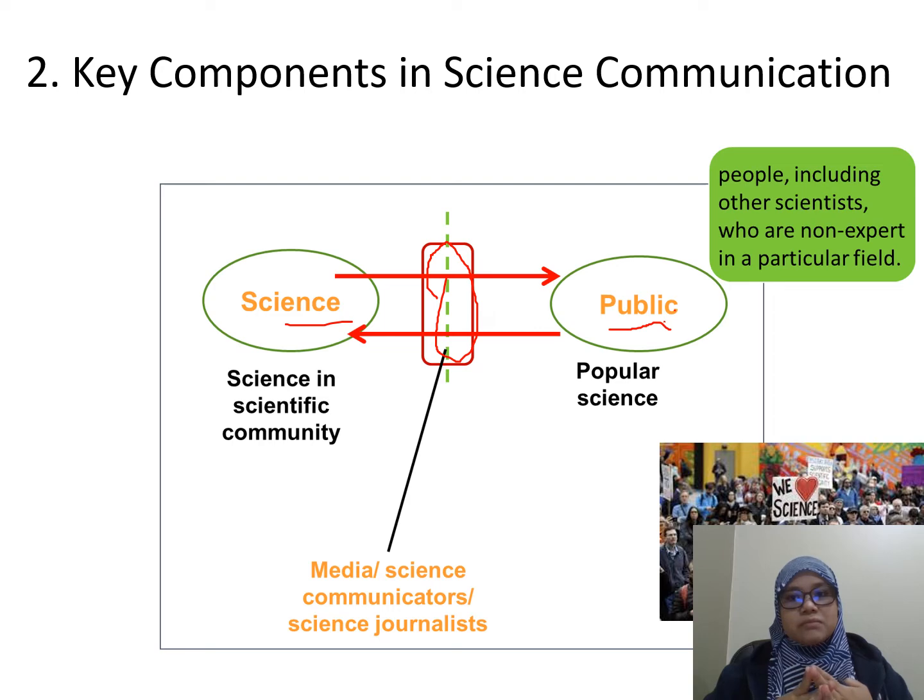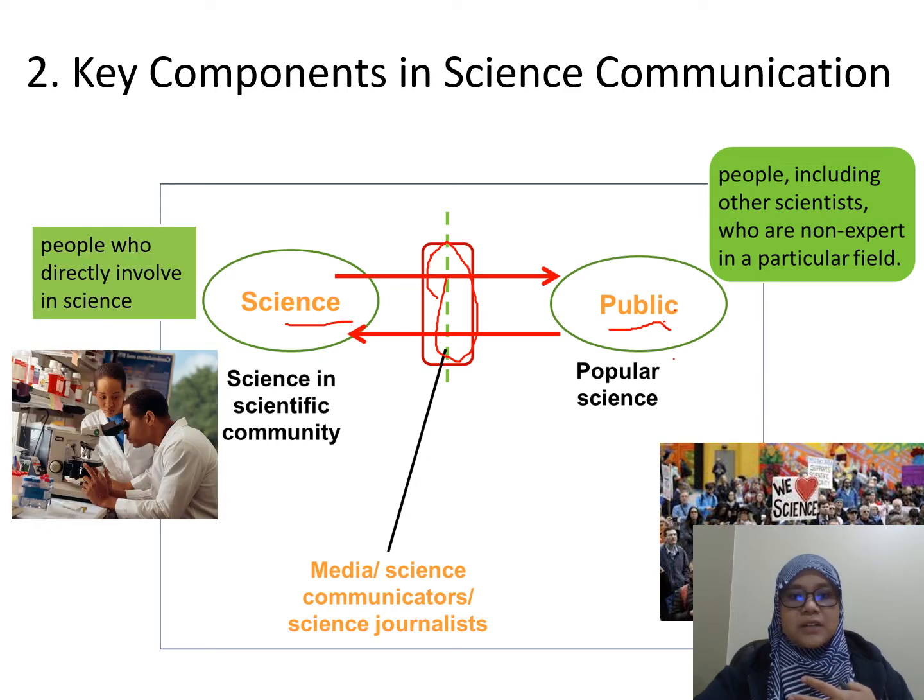People, so they are basically non-expert in a particular field. That's how we usually call what public is. Whereas science is people who are directly involved in science, the scientists.